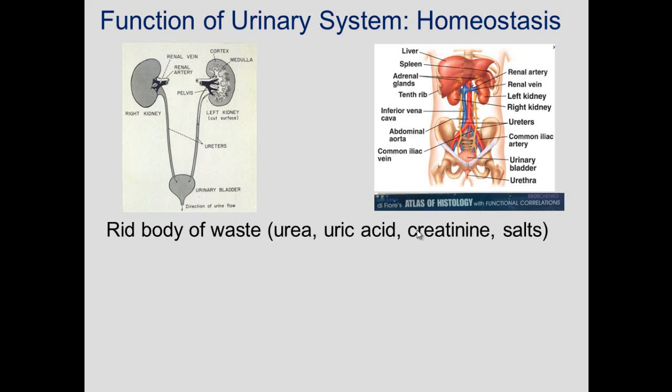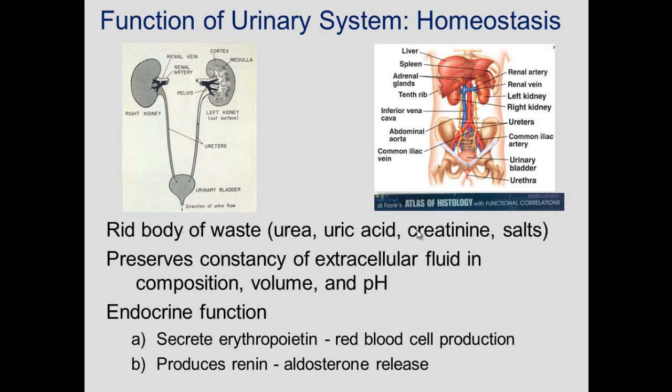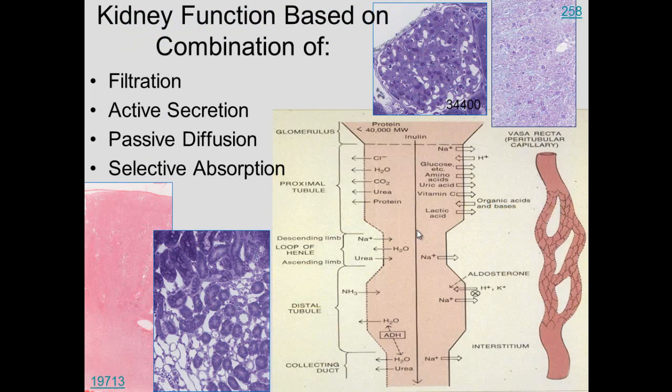It wants to rid the body of waste, urea, uric acid, creatinine, and salts, and to preserve the constancy of the extracellular fluid and composition, pH, and volume. It also has an endocrine function. It secretes erythropoietin for production of red blood cells. It also secretes renin for aldosterone release.